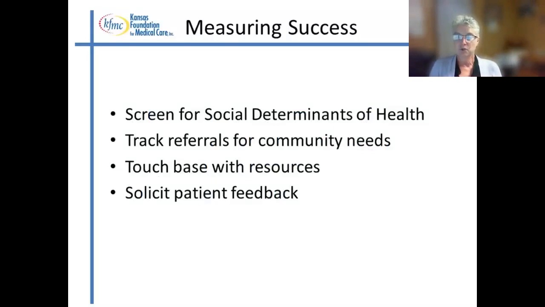So once you begin screening, you can run reports of how often a need was identified and a referral was made. Additionally, you can see if the rate of a particular need decreases over time to assess if your community is meeting that need.